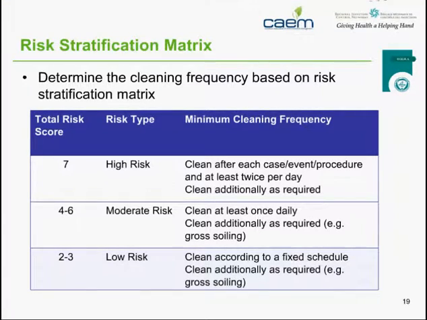A risk score of 7 is considered high risk, and at a minimum, cleaning should occur after each case, event, or procedure, and at least twice per day. A score between 4 and 6 is moderate risk, and these areas should be cleaned at least once daily. A score of 2 to 3 is considered low risk, and these areas should be cleaned according to a fixed schedule. For example, an office area may be on schedule for once-weekly cleaning. In all cases, the frequency described is a minimum, and additional cleaning may be required, such as if it's grossly soiled.